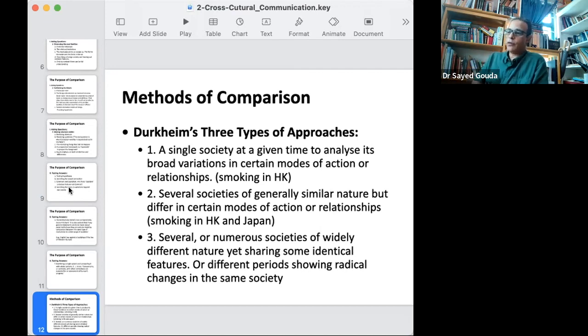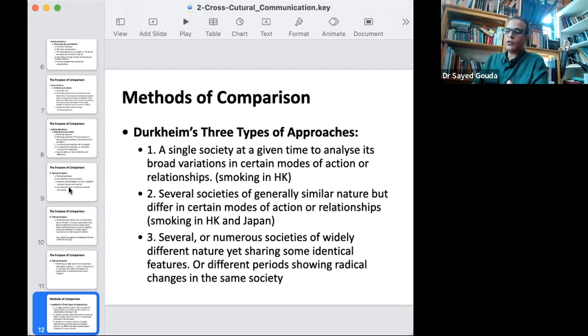No, we look at this phenomenon, smoking, for example, and we compare the phenomenon in the higher class or the middle class, or the workers' class, or between one part of Hong Kong and another part, and put it in different modes. So it's within one single society.